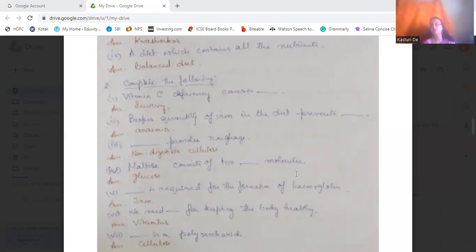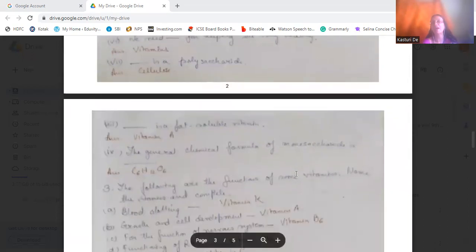Maltose consists of two glucose molecules. Iron is required for the formation of hemoglobin. We need vitamins for keeping the body healthy. Cellulose is a polysaccharide. Vitamin A is a fat-soluble vitamin.